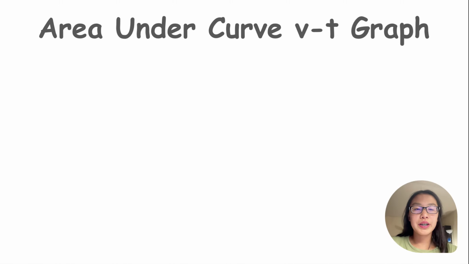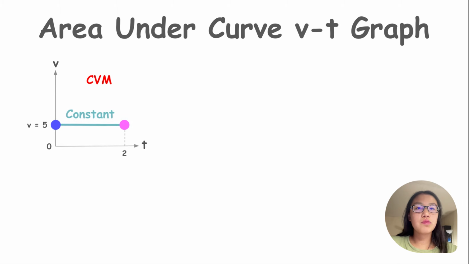Now that we've explored the relationships between xt, vt, and at graphs, let's touch on another important concept in physics, the area under curve. Let's start with the constant velocity model, or CVM, where the velocity remains constant.